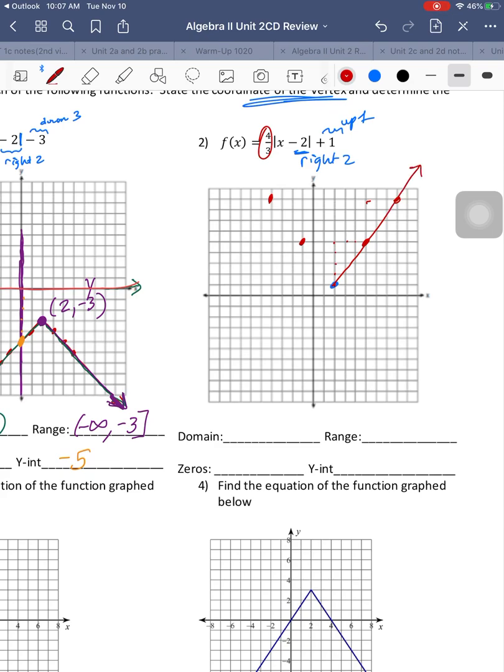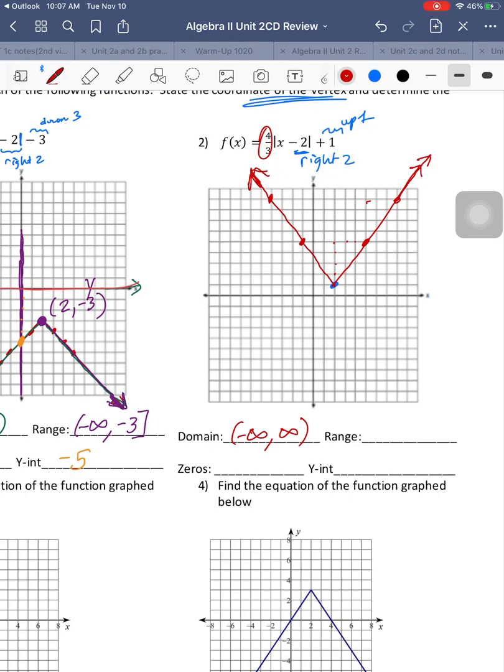I keep saying that because in inequalities, that's important. Okay, so now let's look at domain. How far left will the graph go? Well, it'll continue left forever. It's negative infinity. How far right will it go? The x values are going to continue to the right forever.